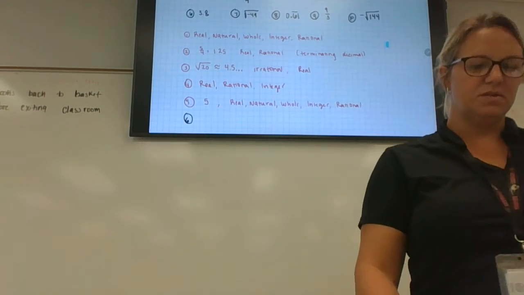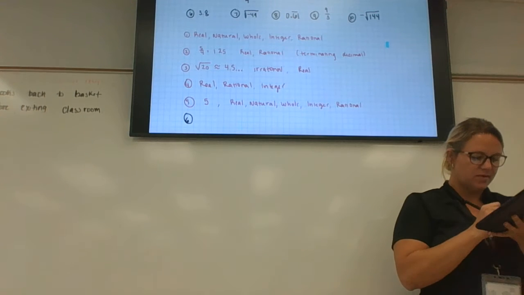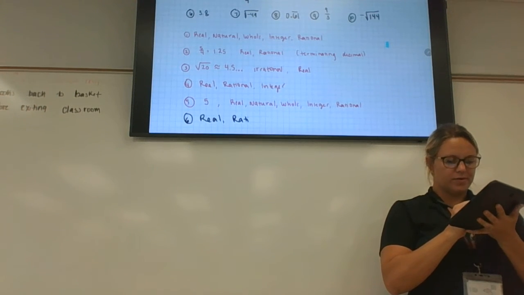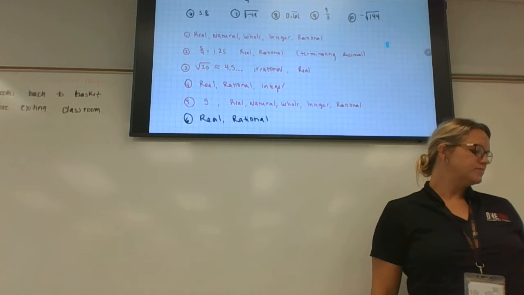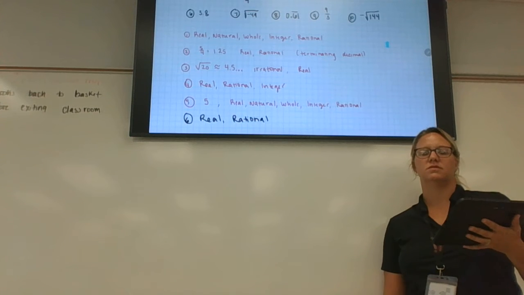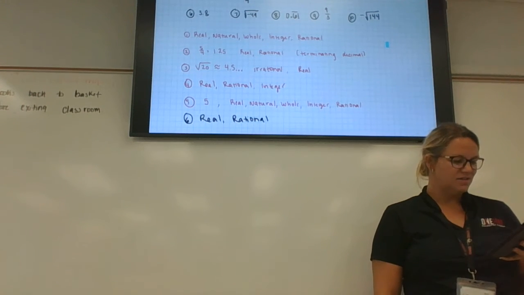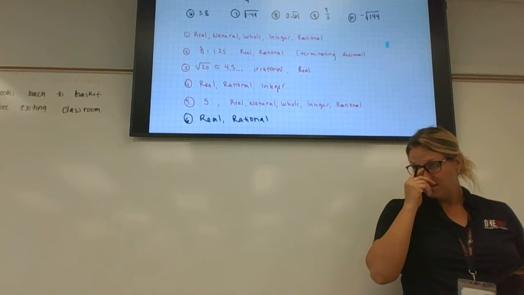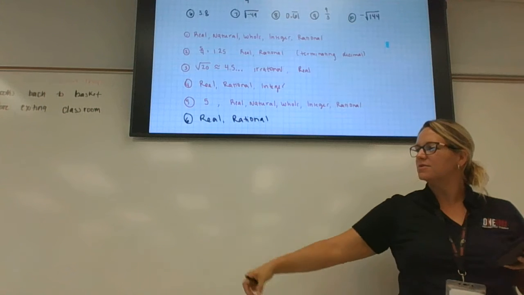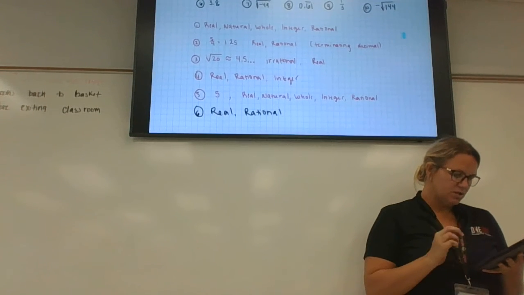Let's hear from some of you. Gabby, you do number 6. I got rational, integer. Right? No, it's not an integer. Did you really write integer? Rational, real, and integer. No, it's not an integer. If it's not like an inch mark on a ruler or a negative inch mark on a ruler, it's not on there. So it's no decimals. Integers don't have decimals.